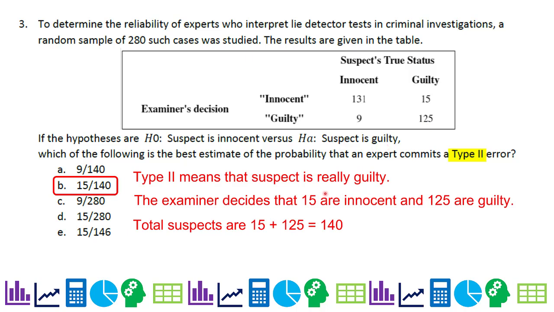So why is that the type 2? Again, type 2 means the second hypothesis is true. We're going to ignore this part here. Let me go ahead and cross that out. So we ignore this because we know that this is the true status right here, guilty, right? And so since we're in this situation, what kind of error could we make? The error would be when we chose that a guilty person was innocent. So that's your error right there.